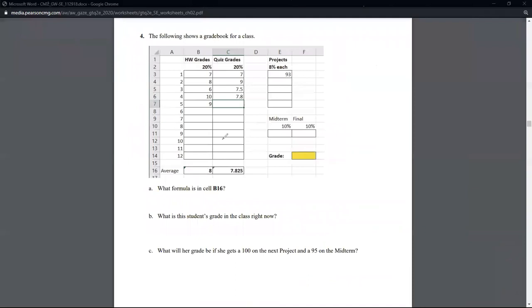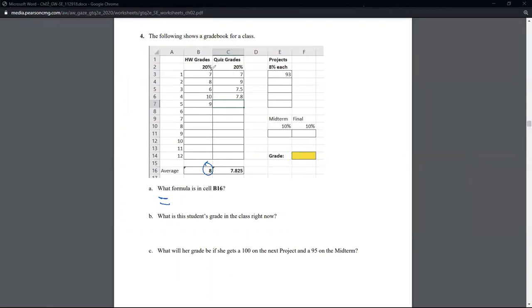What formula is in cell B16, which is right here? Well, it's a formula, so equals. There is a word staring you in the face, which tells you exactly which Excel function. This is the average of all the homeworks. This is the average of all of these homework grades. So it's preventing you from having to add up 7 plus 8 plus 6 plus 9 or whatever and dividing by 5. Because then when the next one is in, you then divide by 6.